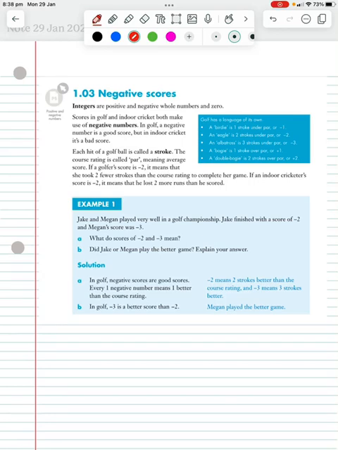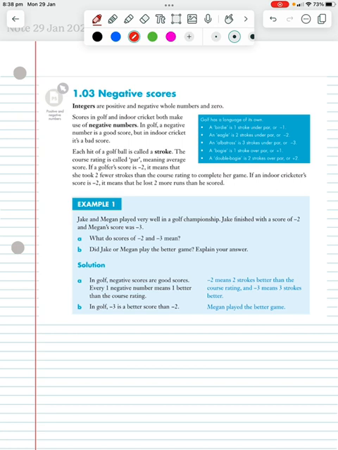Hello Year 11 and welcome to exercise 1.03, which is titled Negative Scores. Now, this exercise, you're going to have to bear with me. It's using golf to help teach this, and I know absolutely nothing about golf, so let's learn about it a bit together.